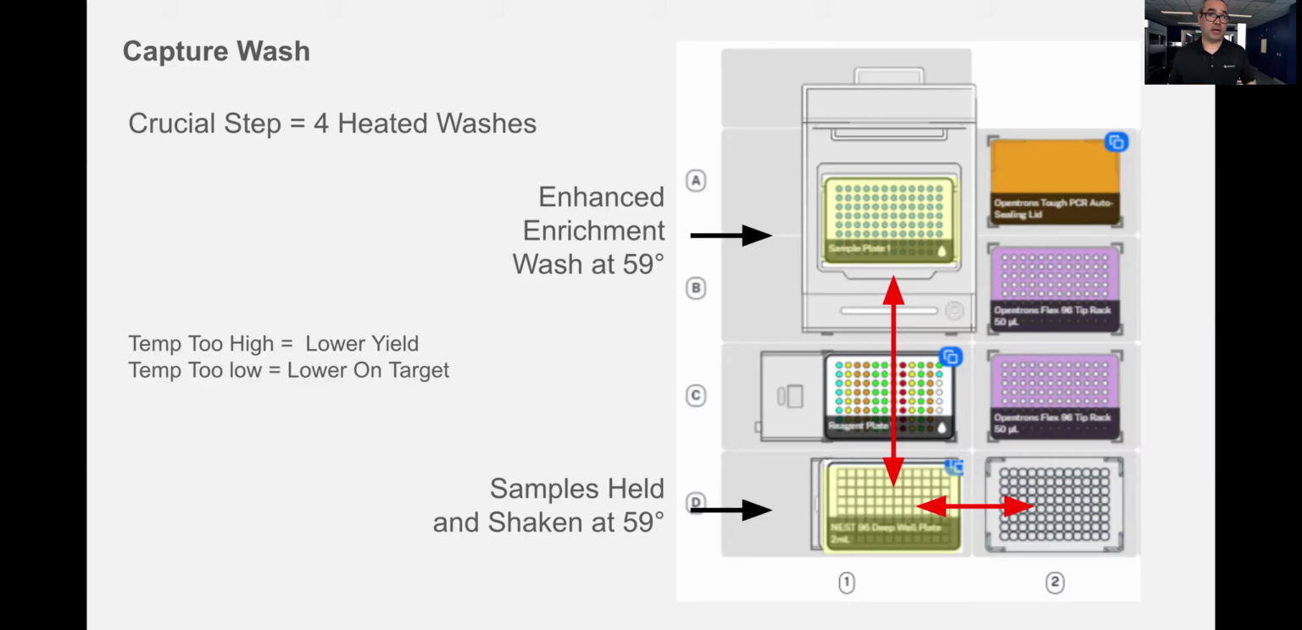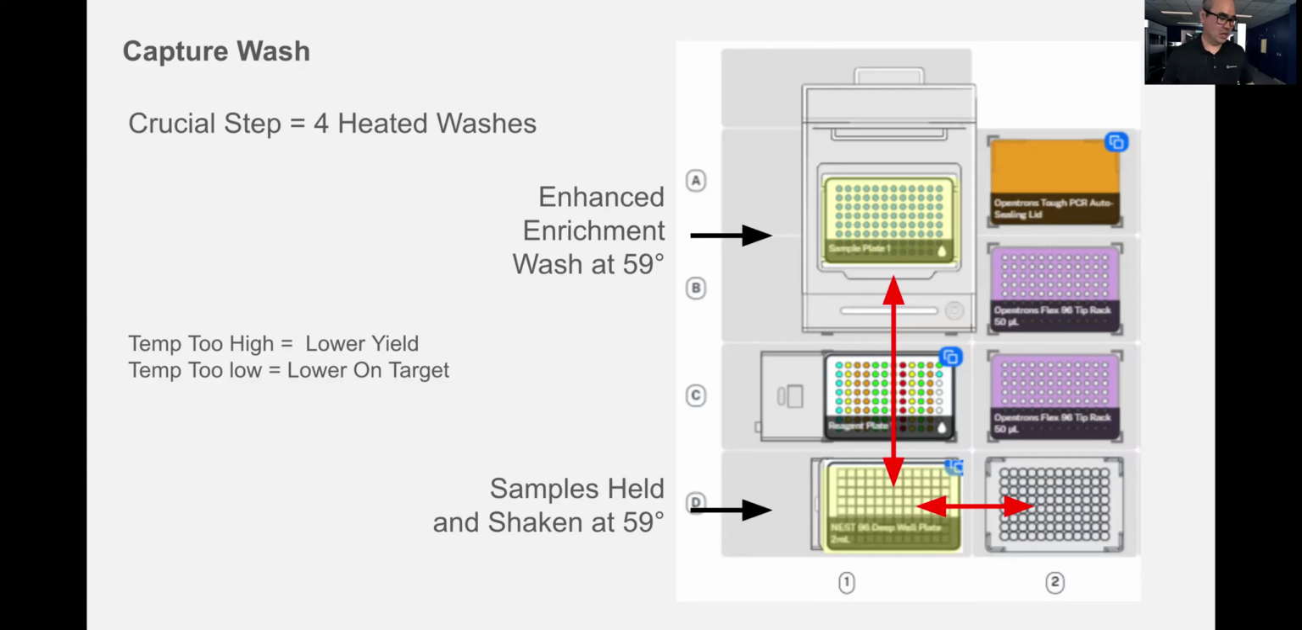In our particular case, the written temperature suggestion is 58 degrees. Here I bumped it up to 59 degrees due to having these in open wells. So what I've done manually before, this whole enrichment capture is done in 1.5 mil tubes. I'm flipping open and close the caps. I'm standing next to a heat block and a magnet plate going through each 1.5 mil tube doing the capture wash, 4 washes at a time, times how many tubes.